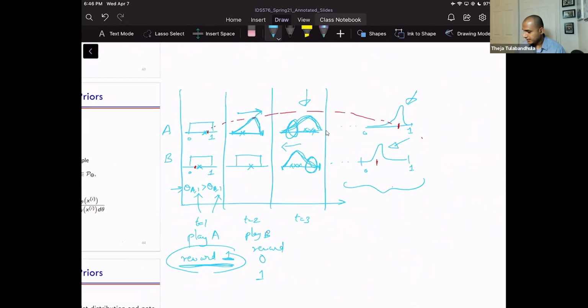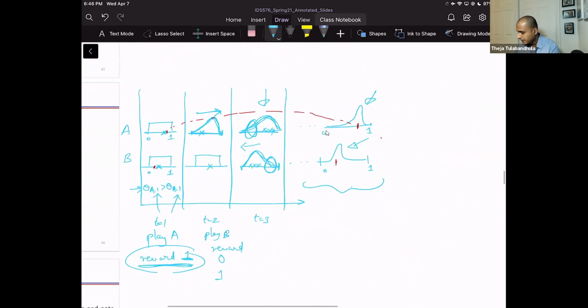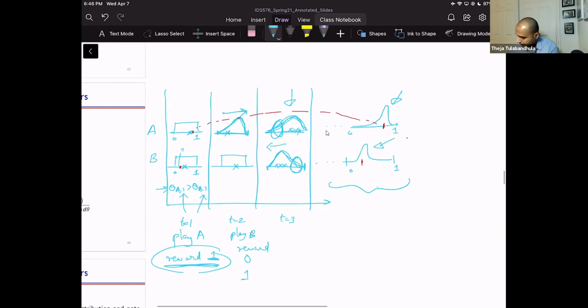Okay, so see if B's performance is, let's say, 20%. Then reward 0 happens with 80% probability, and reward 1 happens with 20% probability. So with 20%, it could have gotten a reward 1, and your distribution could have been the opposite. I just wanted to show you one trajectory, or one sample path, of what can happen. So it doesn't have to be 0 or 1.